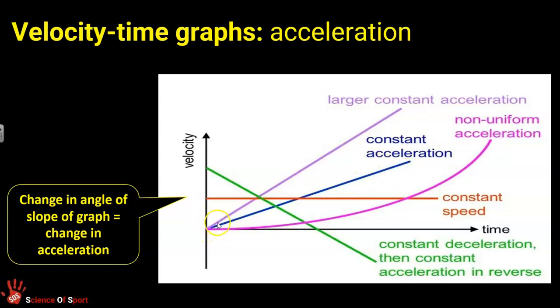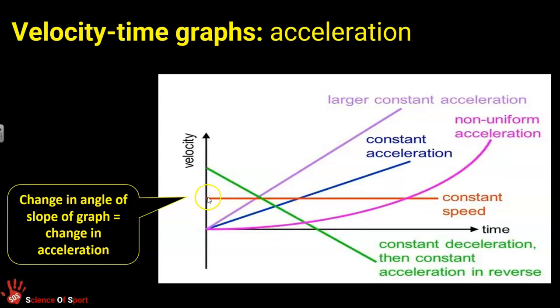This lilac-y colour line shows a much more rapid but constant acceleration. For every time interval, the athlete is speeding up proportionally, but at a greater rate. This pink line over here shows a non-uniform acceleration. So initially, over time, there's not a great deal of increase in velocity, but they are accelerating a little bit. At the end of this time phase here, they're accelerating more rapidly. So they're speeding up more slowly and then more rapidly.